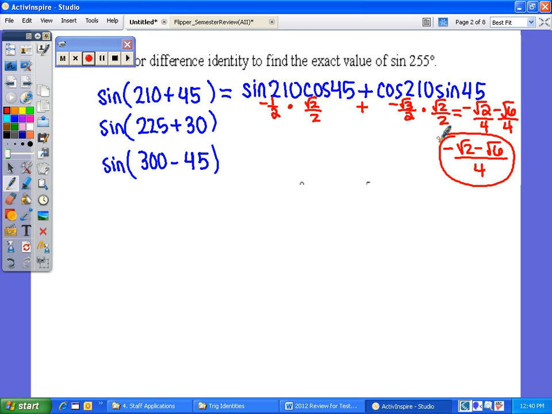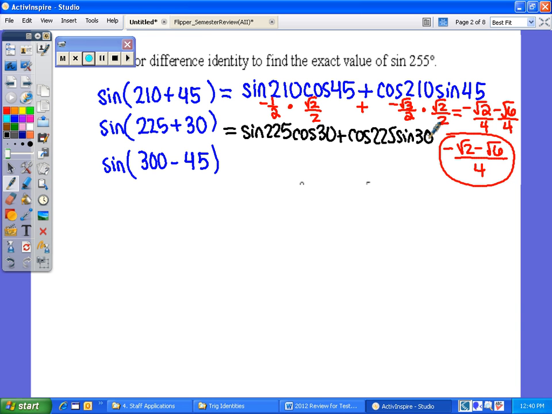So that's if we had used 210 and 45. Now, what if we used 225 and 30? So it'd be sine of 225 times the cosine of 30 plus the cosine of 225, I'm going to run out of room, times the sine of 30.